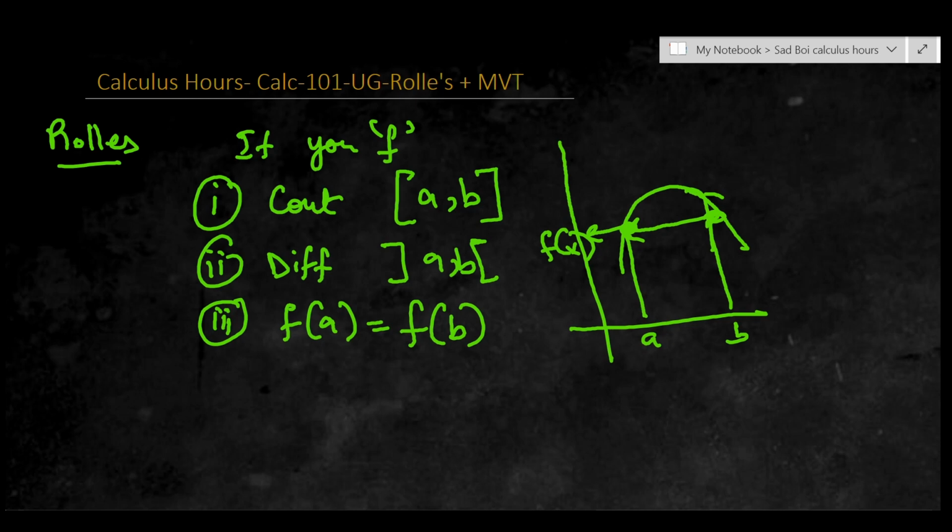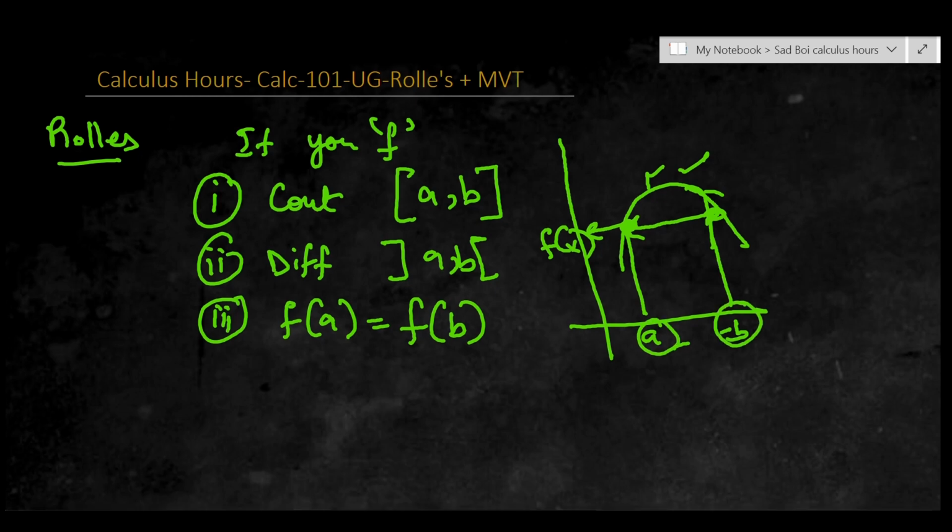So if you have a function that is something like this, I mean it can be any shape, but between a and b it should be continuous, it should be differentiable, and its value at a should be equal to its value at b. Then Rolle's theorem says that there exists a point c between the domain a and b such that the gradient of the tangent at that particular point is equal to the gradient of the x-axis, and the gradient of the x-axis is 0.